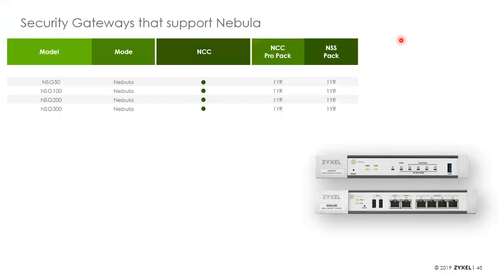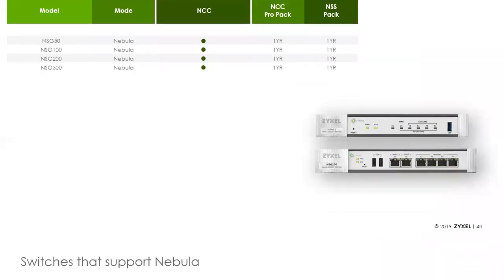So briefly, we'll talk about the hardware. We've got 4 different models of NSG Security Gateway. All of those include 1 year of Professional Pack, 1 year of the security license. The main difference between them is just the throughput, how much horsepower they have to pump stuff through, and maybe a little bit of different configuration on the ports.